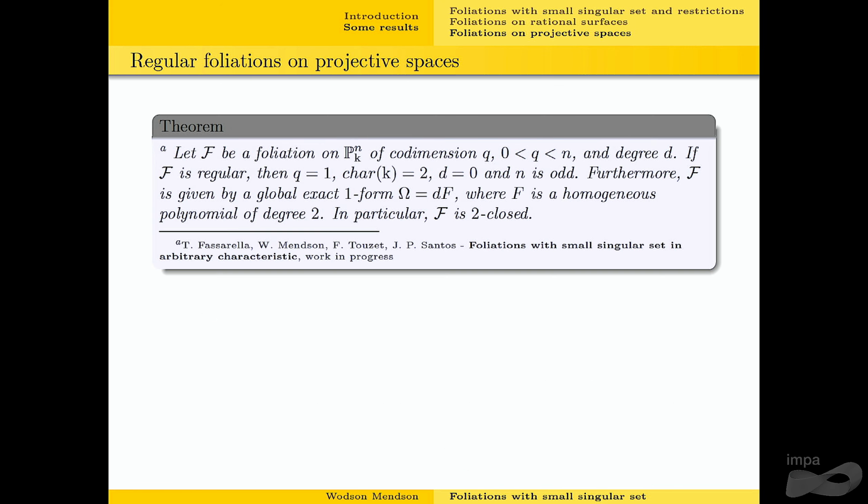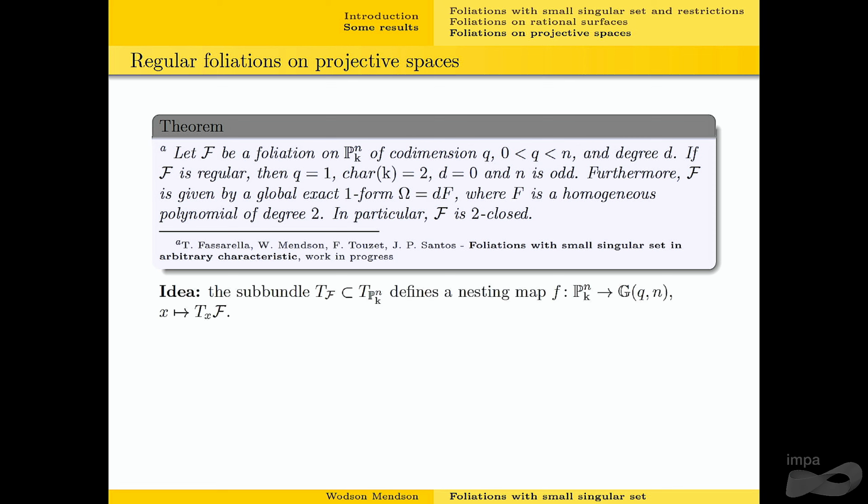Okay, I finish by presenting some results for regular foliations on projective space. We have this theorem here. So we characterize regular foliations on projective space in positive characteristic. If F is regular, we can show that the codimension is 1, the characteristic is 2, the degree is 0, and n is odd. And we can say more. Globally, the foliation is given by a form where f is homogeneous of degree 2.